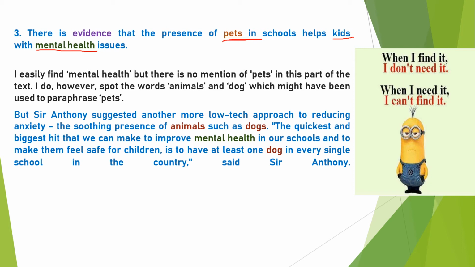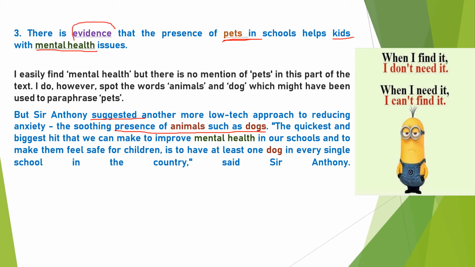Okay, so he is telling us a low-technology method to reduce anxiety: the soothing presence of animals such as dogs. So he's saying there is another easy way to reduce anxiety, pressure, or depression in people, such as the presence of animals such as dogs. Okay, he is suggesting that.